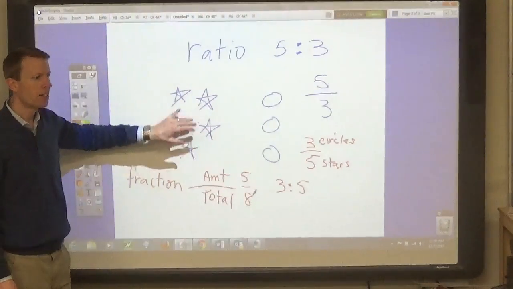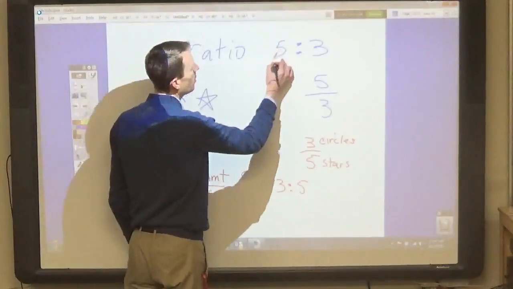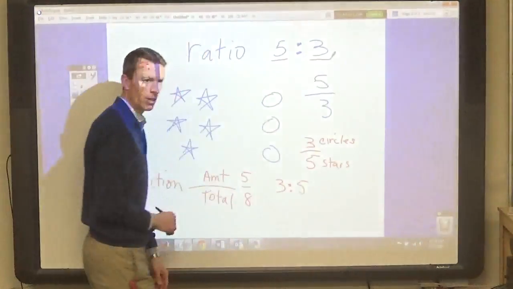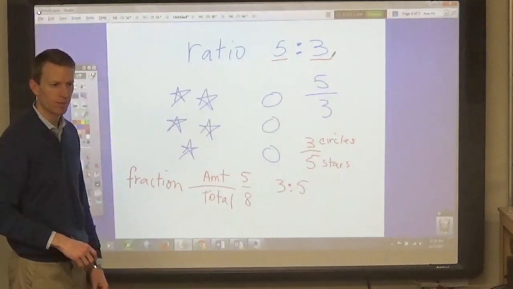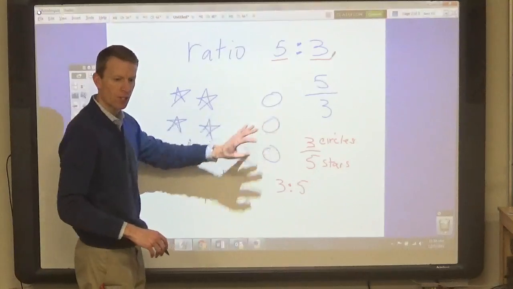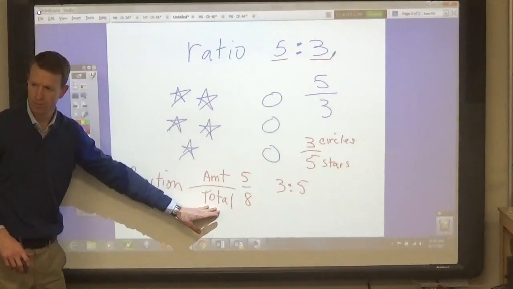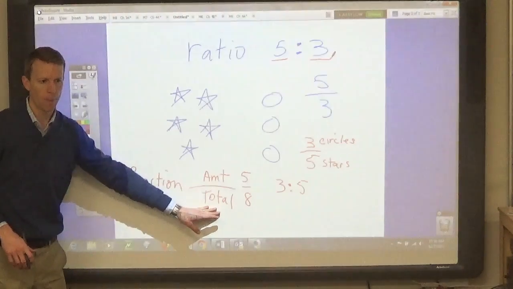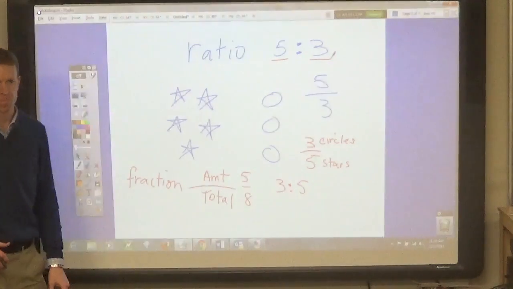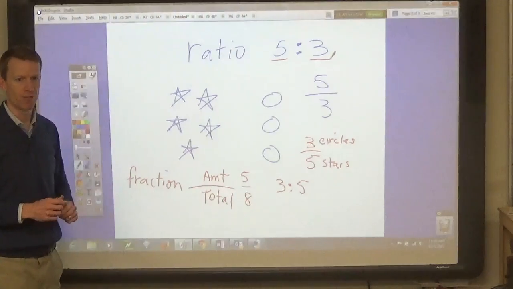Okay? The difference between ratios and fractions is that ratios can be used to compare two different things, like stars and circles, whereas fractions tell you the amount out of the total. Okay? Any questions on what ratios and fractions are?